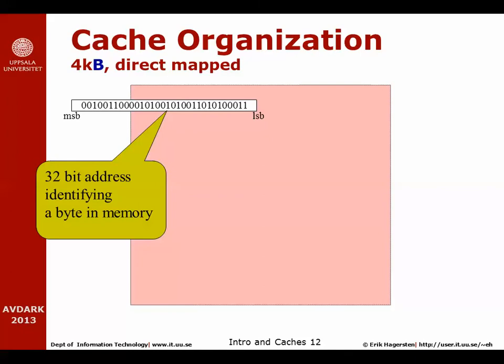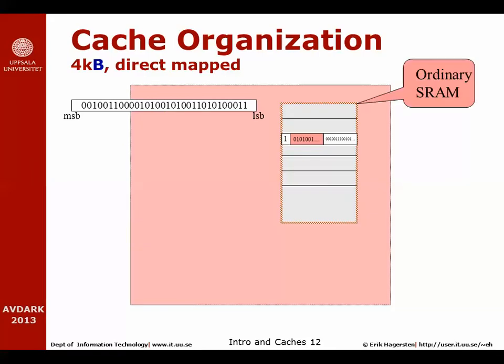When we do a lookup in the cache, we're going to use a 32-bit address, and the 32-bit address in computer architecture is typically byte addressable, which means that it identifies a byte within memory. We're going to use some ordinary memory, fast memory, called static RAM, SRAM for short. So this is just ordinary memory.